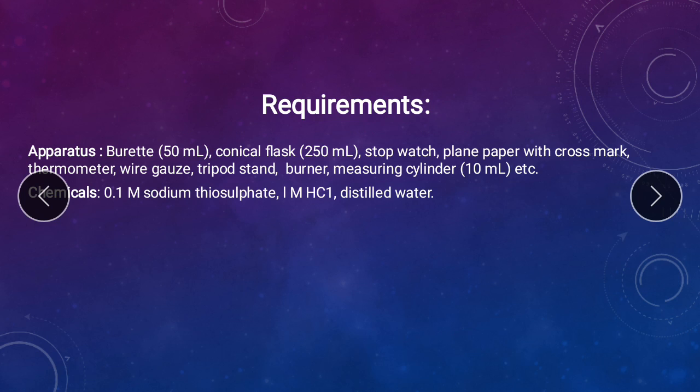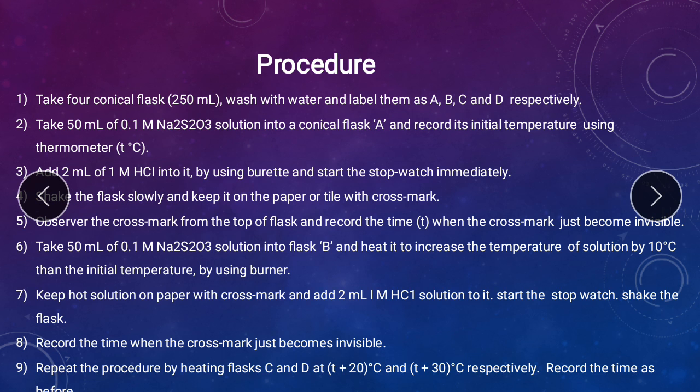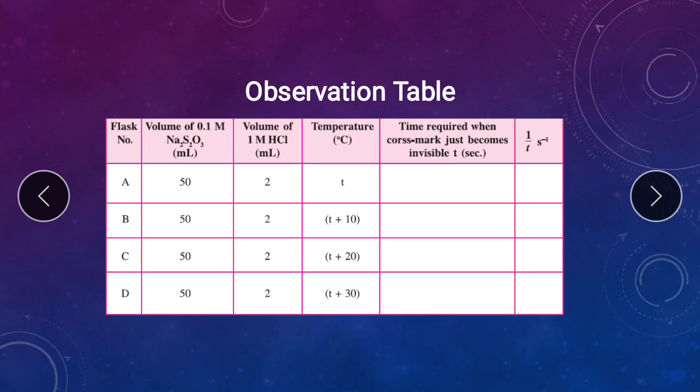For this experiment you require a burette, 4 conical flasks, a stopwatch, white plain paper having a cross mark on it, a thermometer, wire gauze, a tripod stand, a burner, and a measuring cylinder of 10 ml. In chemicals you require 0.1 molar sodium thiosulfate, 1 molar HCl and distilled water. I will explain the procedure with the help of observation tables.